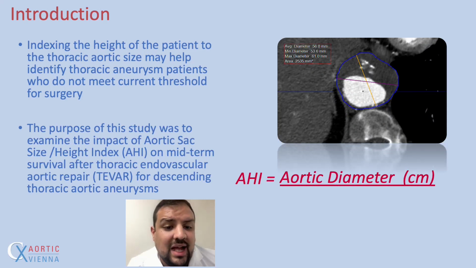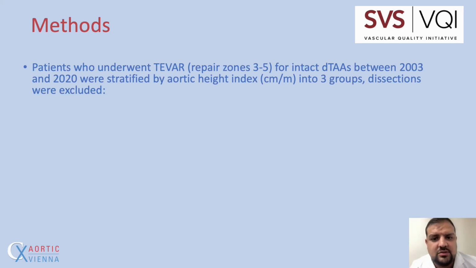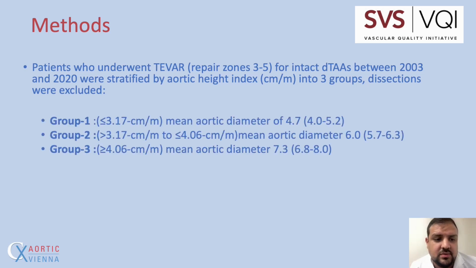So the aortic height index is simple. You use the aortic diameter in centimeters and the height in meters. Using the Vascular Quality Initiative database, patients who underwent TEVAR in zones 3 to 5 with intact descending thoracic aneurysms were examined between 2003 and 2020 and stratified by the aortic height index into 3 groups.